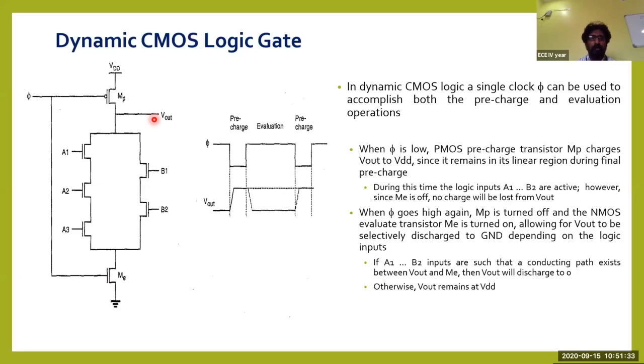Now let us come to your point. Whenever clock equal to high, whatever you told is correct. The PMOS is turned off and NMOS is turned on. Now you're talking about this one, right? V out remains VDD.